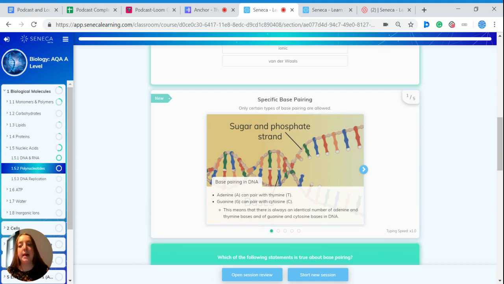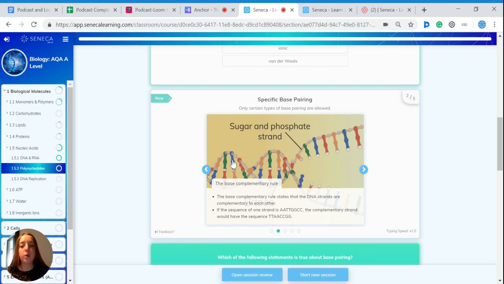There's specific base pairing, which means that only certain types of base pair with other bases. So adenine in DNA binds with thymine, and guanine pairs with cytosine. This means that there's always an identical number of adenine and thymine bases and of guanine and cytosine bases in DNA.